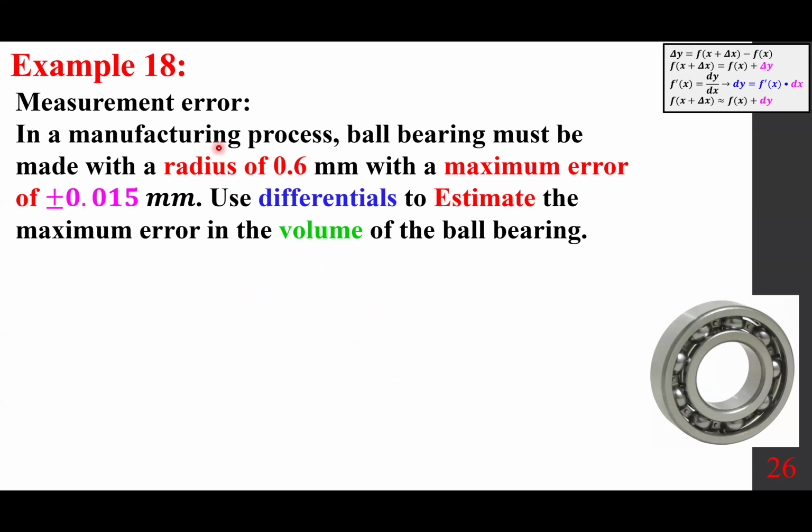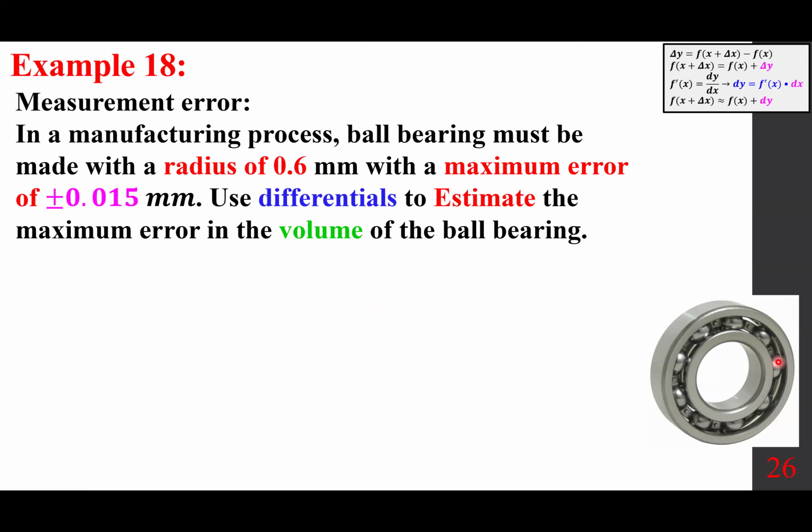Measurement error in a manufacturing process, ball bearing must be made with a radius of 0.6 millimeters with a maximum error of plus minus 0.015 millimeters. Use differentials to estimate the maximum error in the volume of the ball bearing.